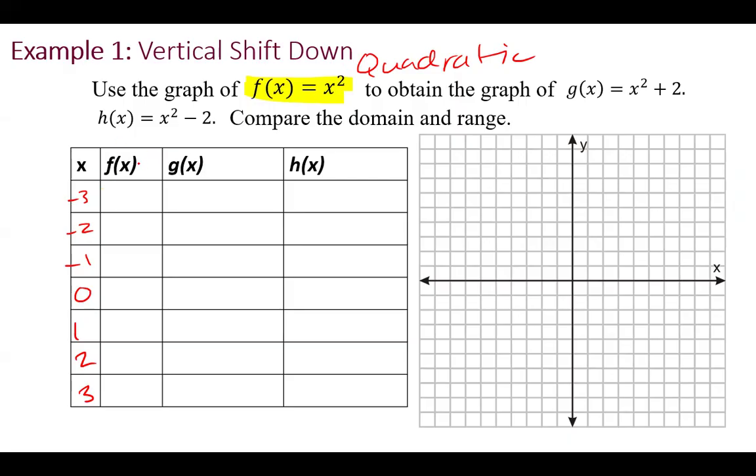So my y is my output. Make sense? What is -3 squared? 9. What is -2 squared? -1 squared. 0 squared. 1 squared. 2 squared. And 3 squared. Okay? We're now going to plot these points. You should be able to plot points without looking at me.